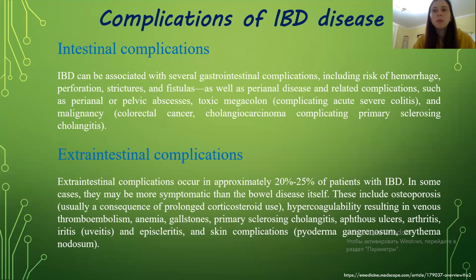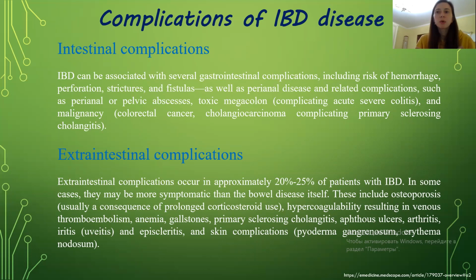And complications of bowel disease may be intestinal complications and extraintestinal complications. What are intestinal complications? Inflammatory bowel disease is associated with several gastrointestinal complications, including hemorrhage, perforation, stricture, fistula, as well as perianal disease and related complications, such as perianal and pelvic abscesses, toxic megacolon, and malignancy.